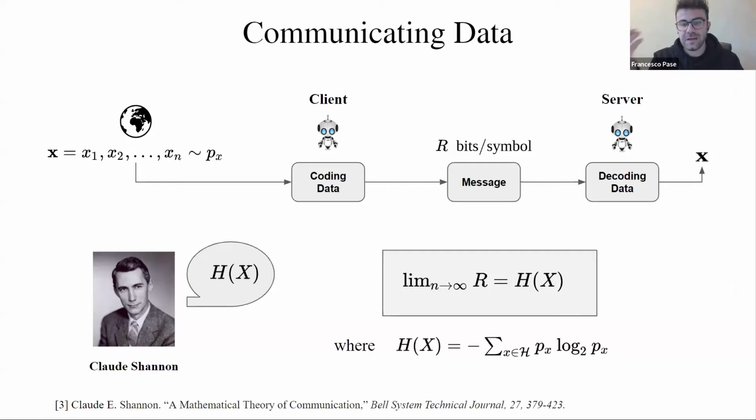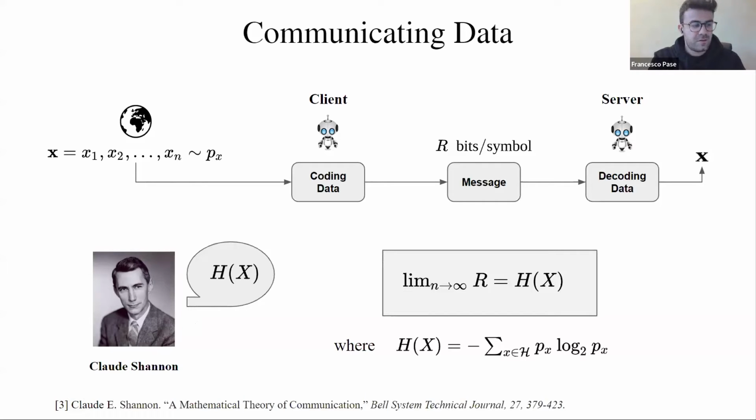What is H of X? It is the entropy of the distribution P of x, actually, that has this shape that you can see here. This is not important, but the idea is that this is a very fundamental quantity in information theory. So the entropy of the distribution coming from these samples.